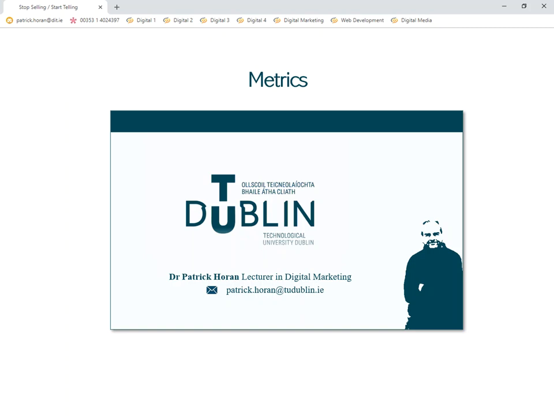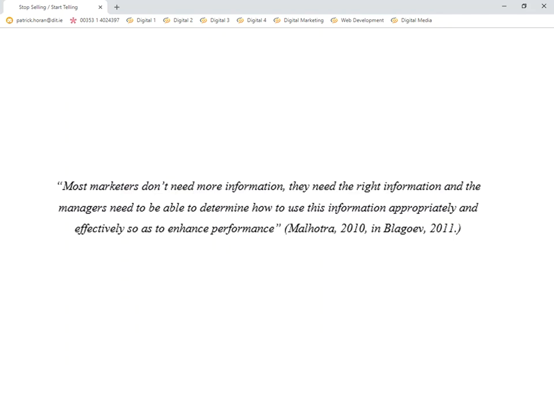So we're going to have a look at the most important metrics to have a look at, and that will help us to figure out the different flags when we're looking at measurement and when we're looking at improvement and optimization of what we're doing within a digital environment. I'm going to start off with a couple of quotes here. Most marketers don't need more information, they need the right information. It's as simple as that.